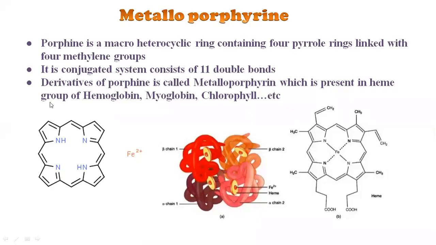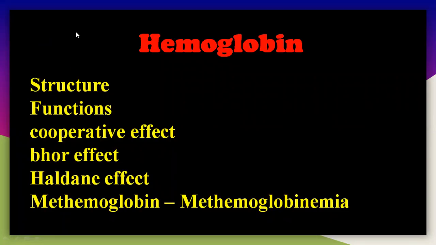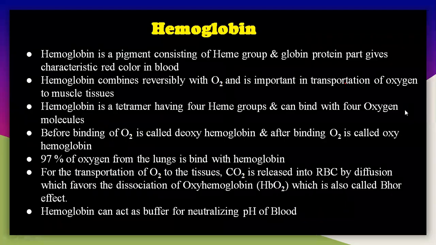So we have to see the structure and functions, and we have already seen the cooperative effect, Bohr effect, and Haldane effect, and we have to see methemoglobin and the disease called methemoglobinemia. This is a disease which comes with hemoglobin. So let us understand the exact structure of deoxyhemoglobin and oxyhemoglobin.